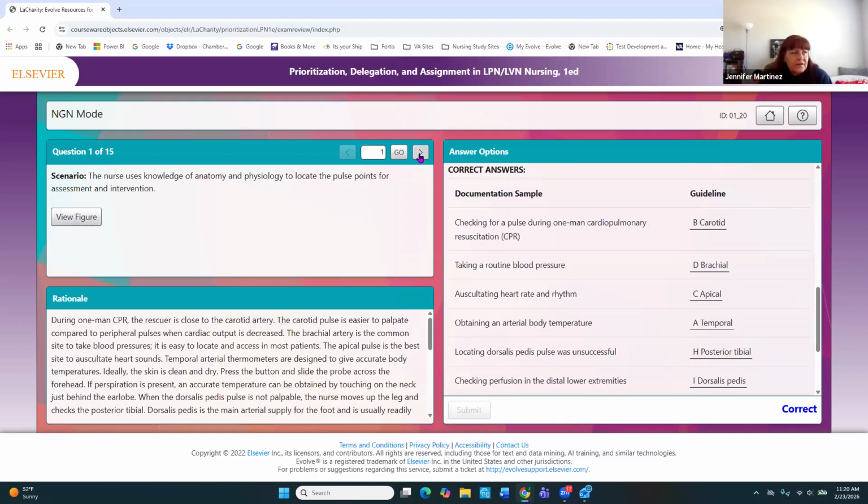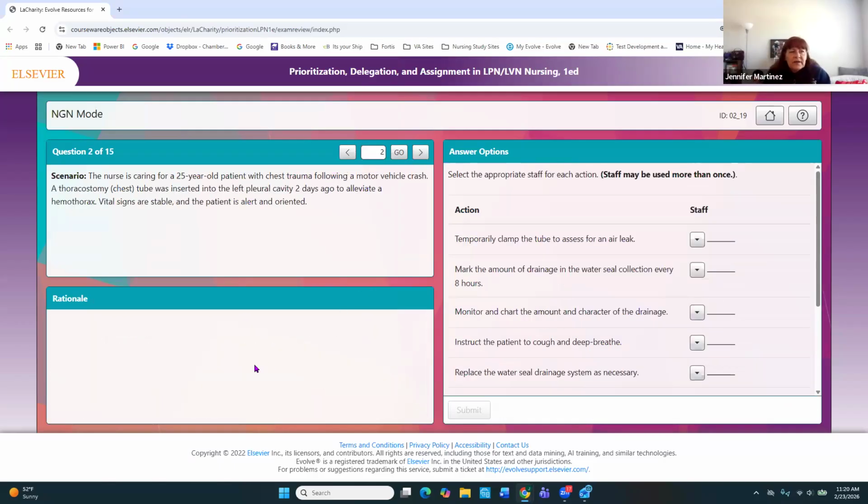All right. So, next one. The nurse is caring for a 25-year-old patient with chest trauma following a motor vehicle crash. A thoracostomy chest tube was inserted into the left pleural cavity 2 days ago to alleviate hemothorax. Vital signs are stable and the patient is alert and oriented. So this one, we are going to select the appropriate staff for each action. Staff may be used more than once.